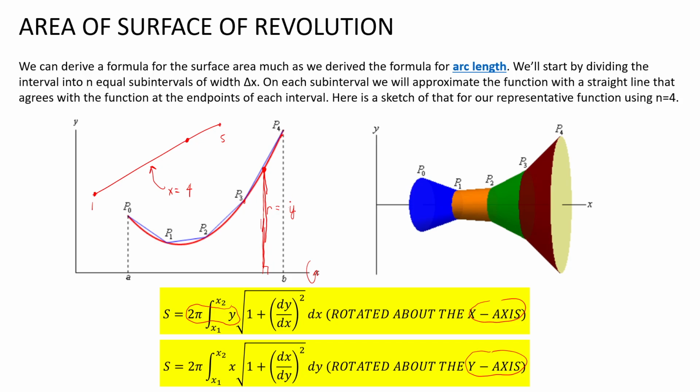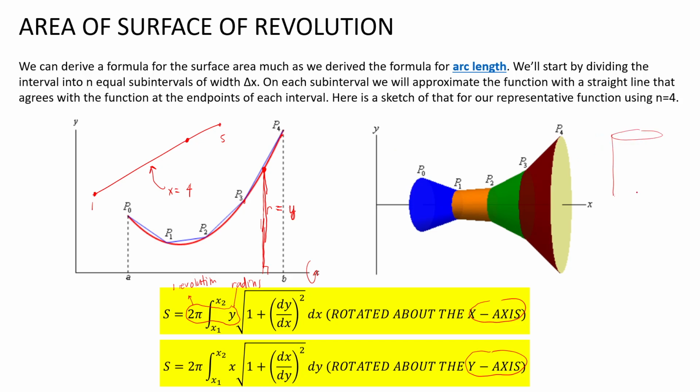But since we are representing it as a whole, you represent your radius as the y function. That's why it's 2 pi y. So again, since we are rotating about the x-axis, 2 pi is the whole revolution, one complete revolution. And then y would be the radius. It's similar to the surface area of your cylinder.